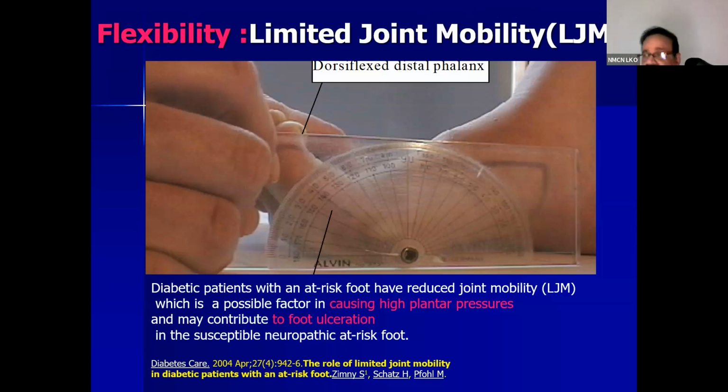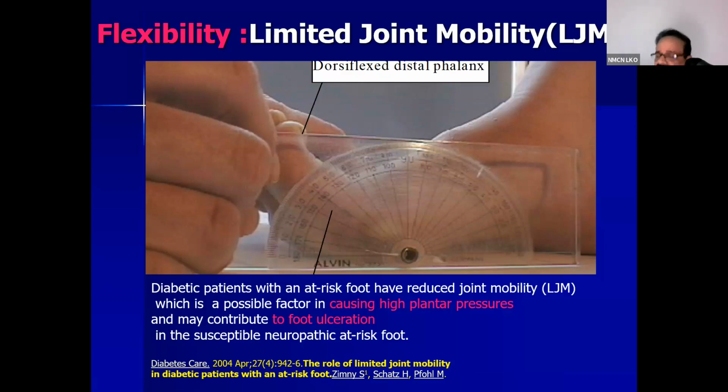Then comes the goniometer. This is used to find out the limited joint mobility. Once you do the extension of the first toe, the great toe, then this angle, if it is more than 30, then it is normal. If it is less than 30, that means there is limited joint mobility, which is the hallmark of subsequent diabetic neuropathy. Because with time the ligaments also get calcified or more rigid, and they give more pressure.